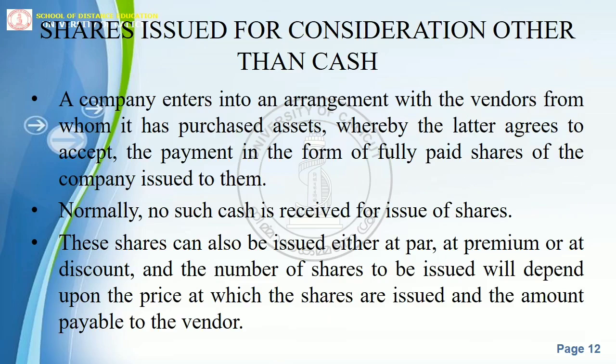Shares issued for consideration other than cash. When a company enters into an arrangement with the vendors from whom it purchases assets, whereby the latter agree to the payment in full in the form of paid-up shares of the company which are issued. In other words, there is no cash receipt for issue of these shares, and these shares can also be issued at par, premium or discount, and the number of shares to be issued will depend upon the price at which the shares are issued and the amount payable to the vendor.